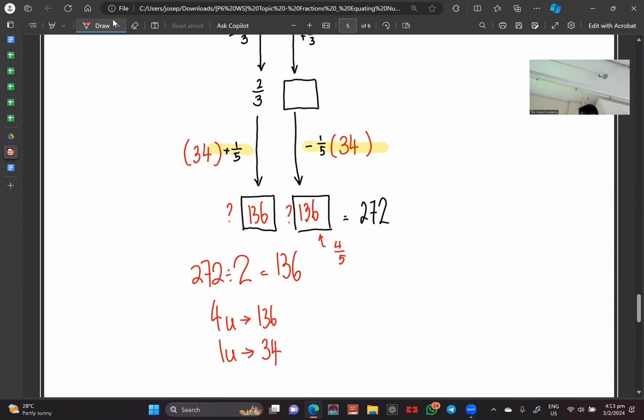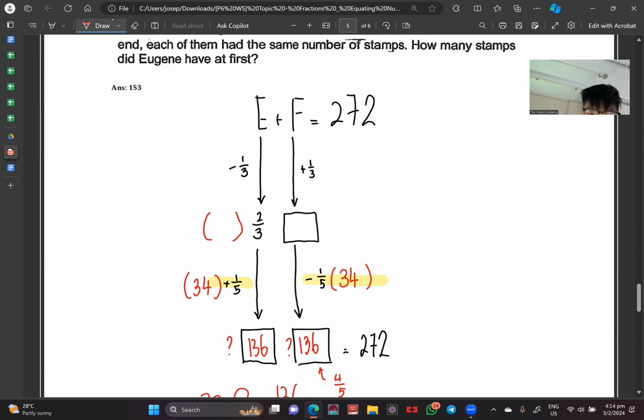So now you know, I know it's 2/3 already. Agree or disagree? So I can say that 2/3 of Eugene is equal to 136 minus away 34, because I want to remove the 34 that was given to me by Frank. Am I making sense? So 136 minus 34, therefore I get 102 over here.